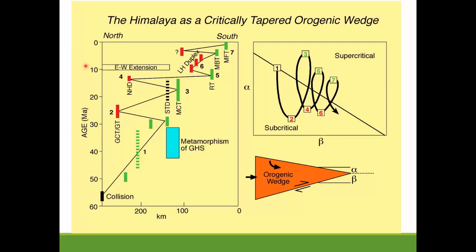Just in continuation, I'm glad that Naresh asked that question, because I had the same question I wanted to ask. The nature of the STD changed from reverse to normal. Has that anything to do with the movement on the MCT?